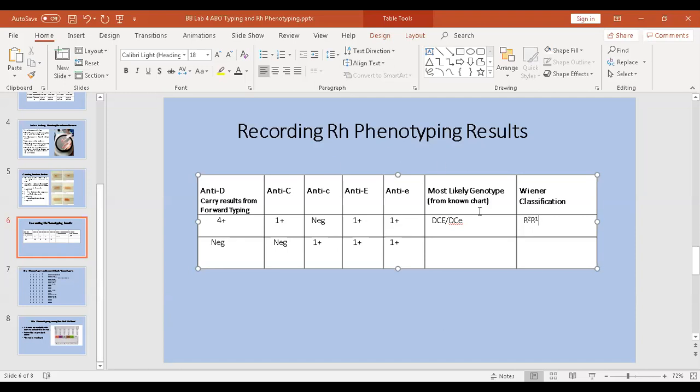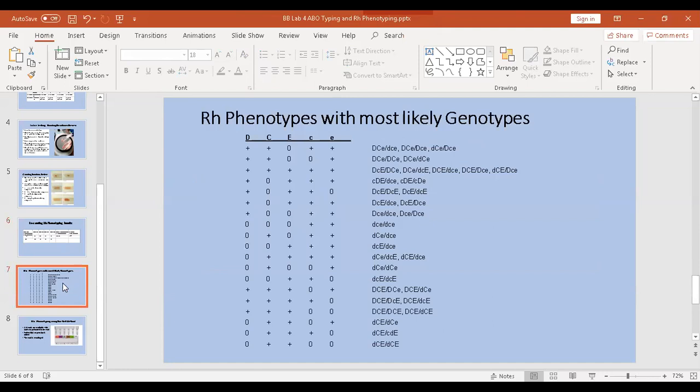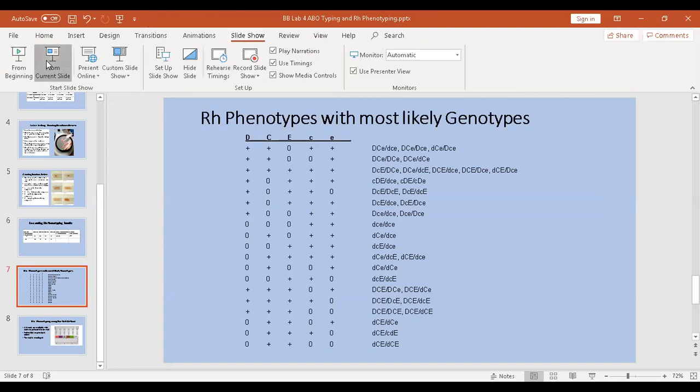Okay, so let's look at our second example. When we look at the second example, we can see that this person is Rh negative from our forward typing testing for D. So they lack D, they lack big C, they have little c, 1 plus, they have big E, and they have little e. So they have 3 antigens here. Just like last time, we're going to go to our chart. And maybe I'll make this a little bigger. I'll go into slideshow for a moment, just so you guys can see it.